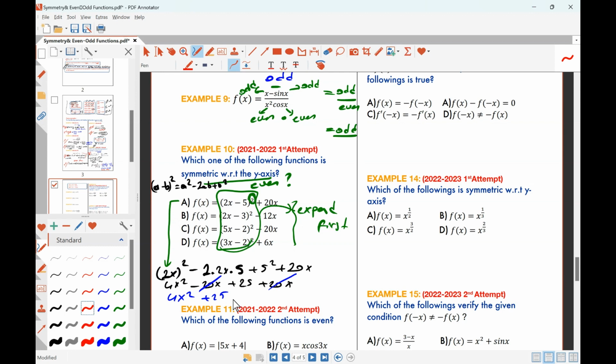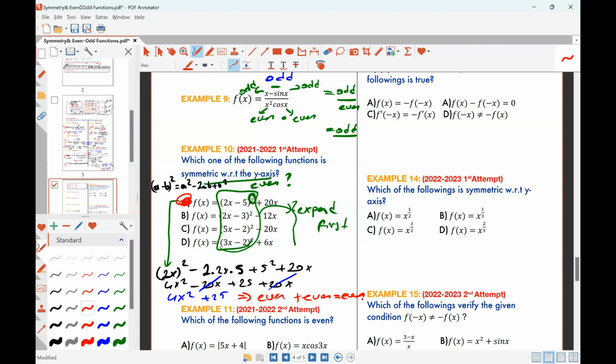4x squared is an even function. 25 is also an even function. Adding two evens will give you even. So option A is an even function, meaning it's symmetric with respect to the y-axis. So no need to try others. If the correct answer were in the last option, then you would try every option.